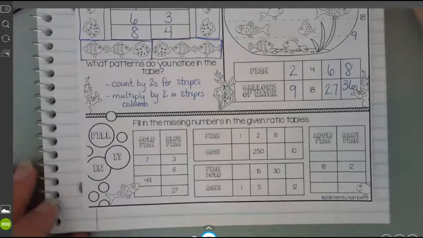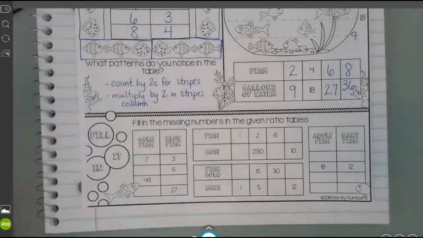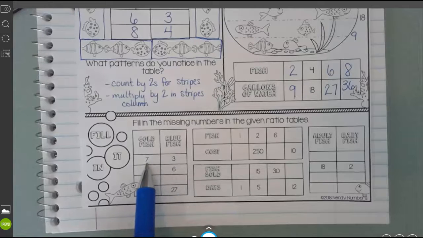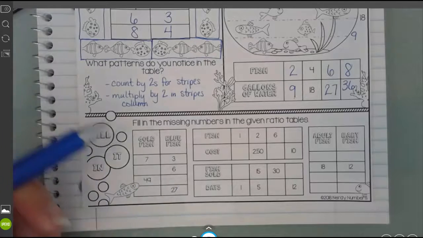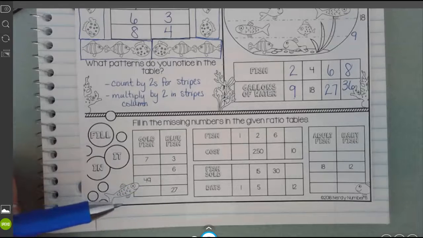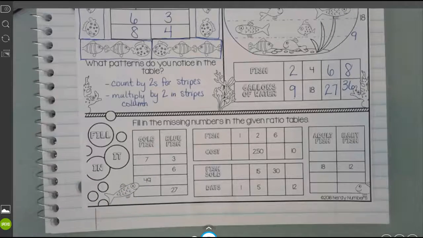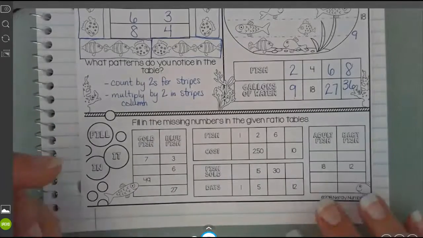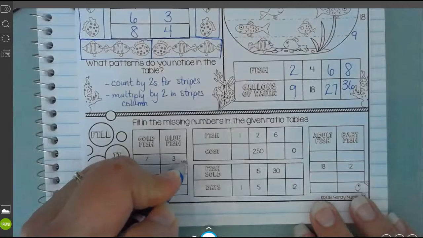I readjusted my camera so we are moving to the bottom part of our notes. And same thing applies here. Now, when there's 3 blue fish, there are 7 goldfish. Now, I'm going to look at how do I go from 3 to 6. And remember, what 2 operations am I using? Multiplication and division. So, to go from 3 to 6, I'm going to multiply by 2.